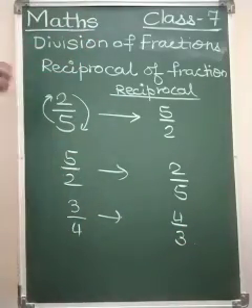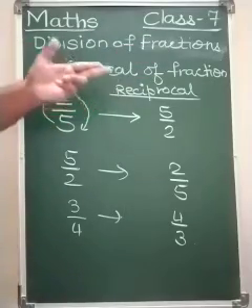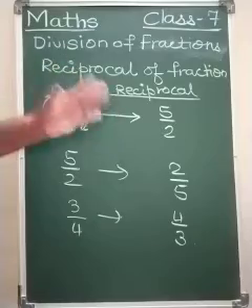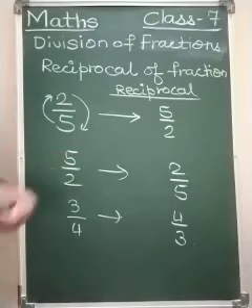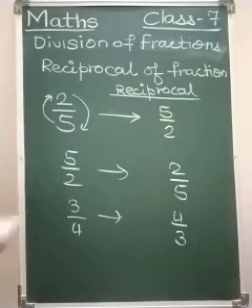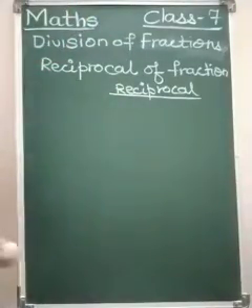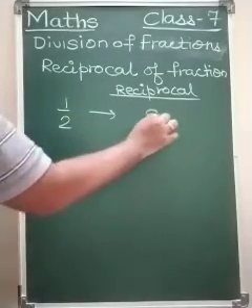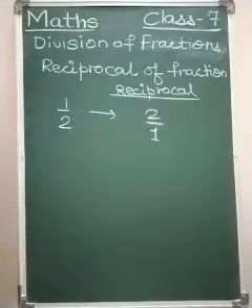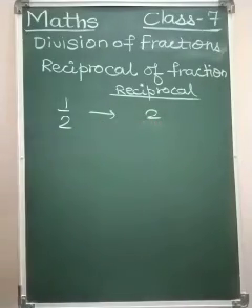Very simple. So while doing the division of fractions, the reciprocal of a fraction is very important. One or two more examples of reciprocal we will see. Suppose we have the number 1 upon 2. The reciprocal will be 2 upon 1, but since we don't write the denominator 1, it will be only 2.